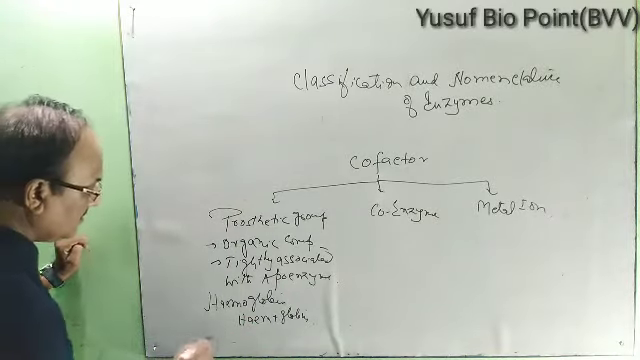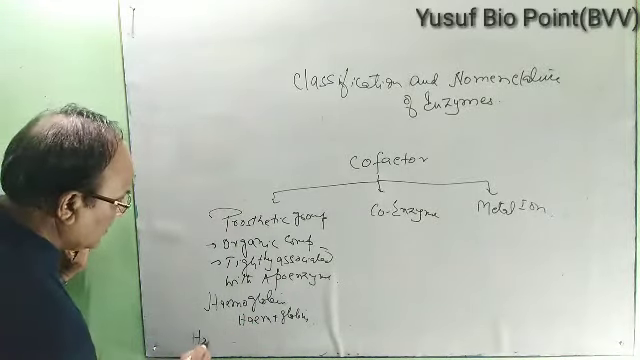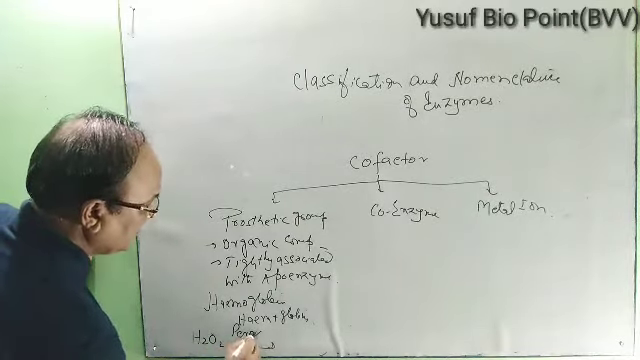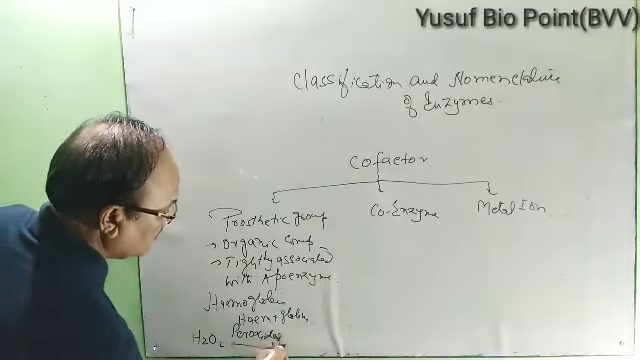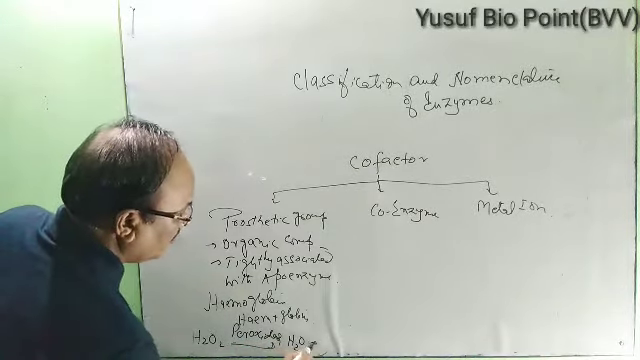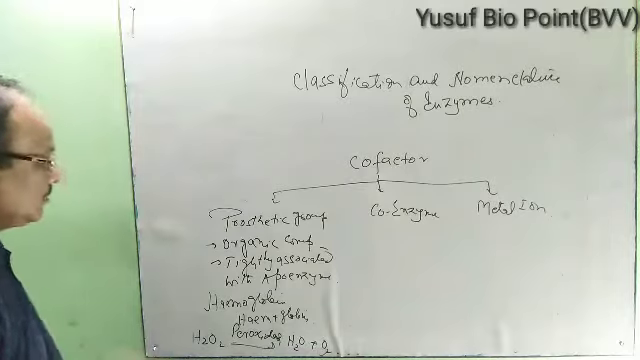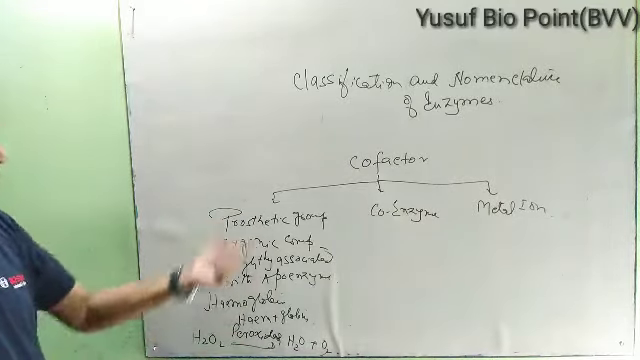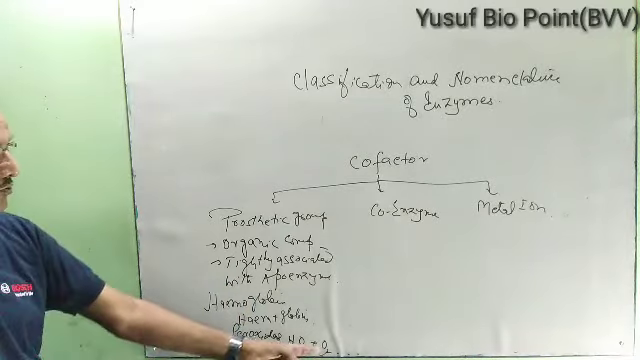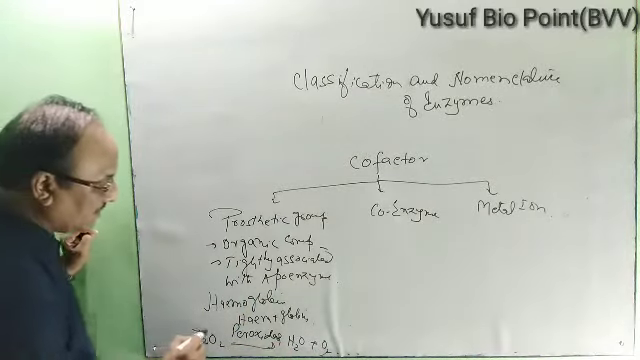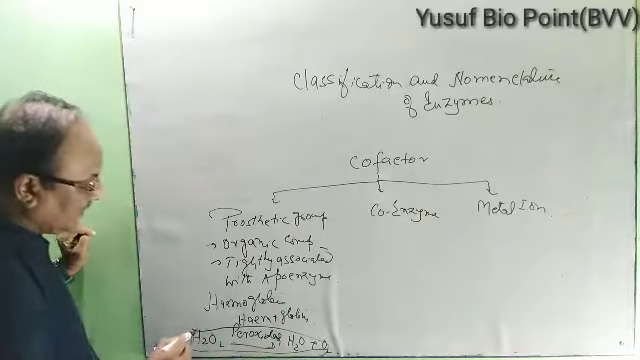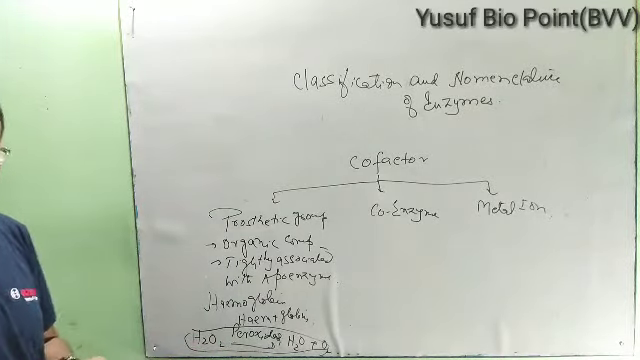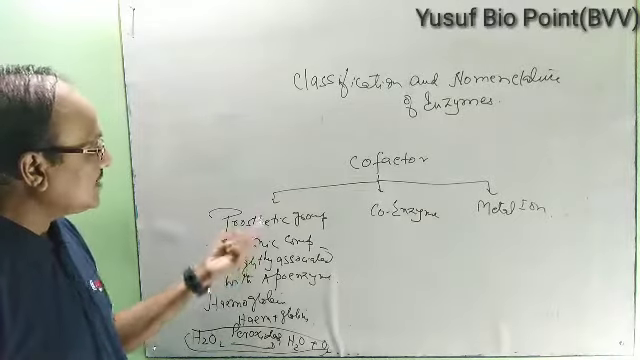Next, H2O2 by means of enzyme peroxidase changes into H2O plus O2. This is also a prosthetic group. Means such type of enzymes which catalyze the compounds into 2 others. So it is the first.